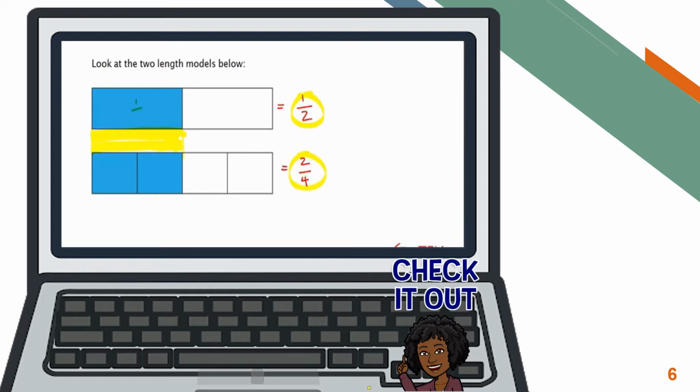And in this model, each part represents 1/2. But in this model, each part represents 1/4. So what this means is that 1/2 is the same thing as 2 of 1/4, right? Two parts that are 1/4 each, or 2/4. And this means ultimately 1/2 equals 2/4. Now, even though the fractions 1/2 and 2/4 look different because they have different values in the numerator and denominator, they represent the same amount, so we call them equivalent fractions.